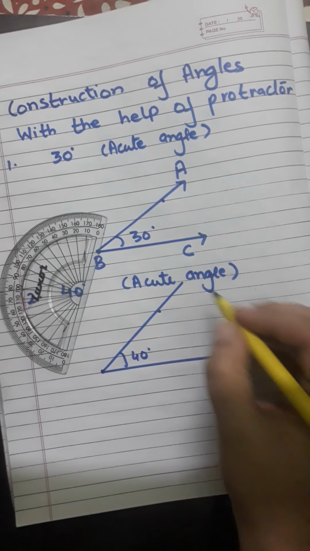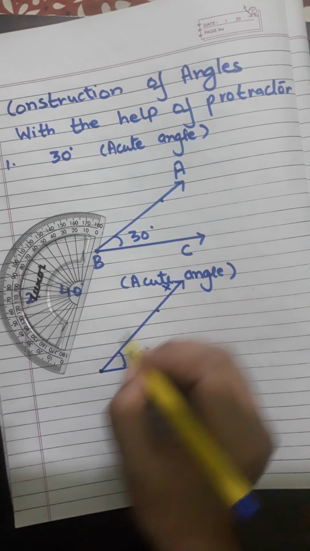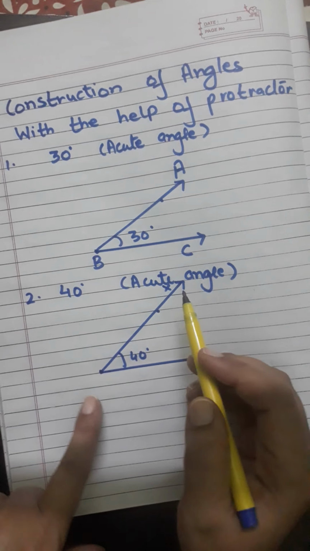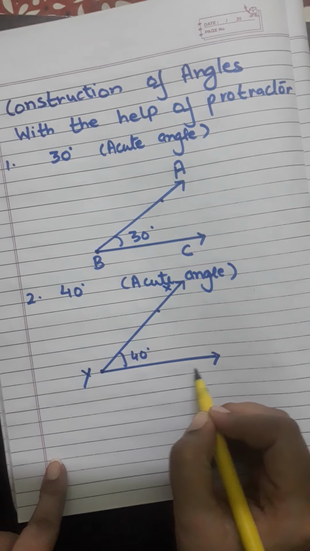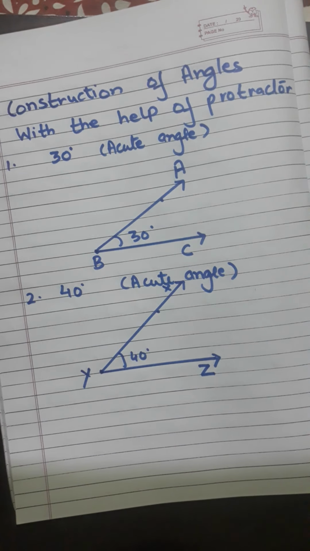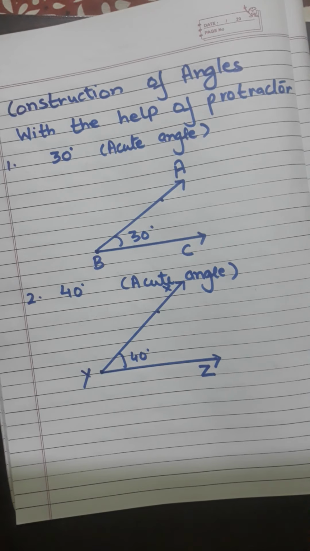Now join both the dots and it becomes your angle of 40 degree. You can give it any name, because in the question no name is given, so you can choose your own. I am giving its name as X, Y and Z.